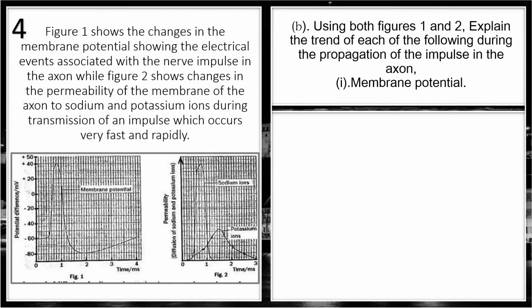Part B. Use both figure 1 and 2 to explain the trend of each of the following during propagation of the impulse in the axon: the membrane potential.